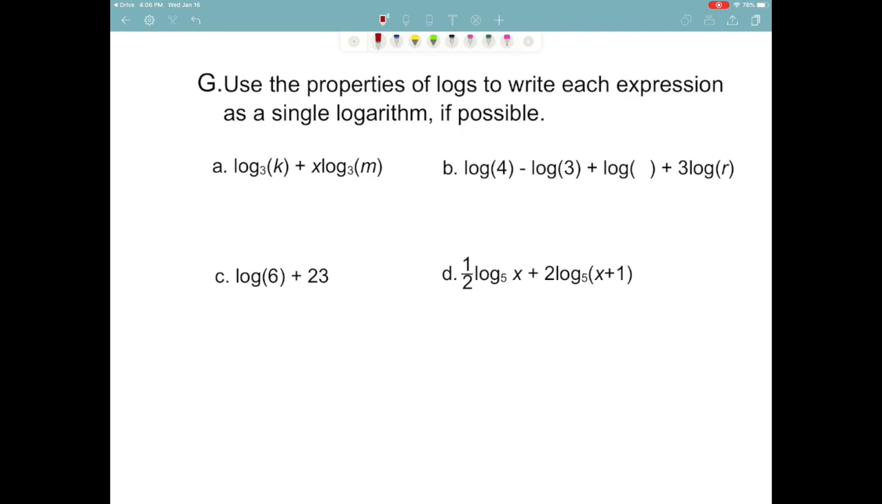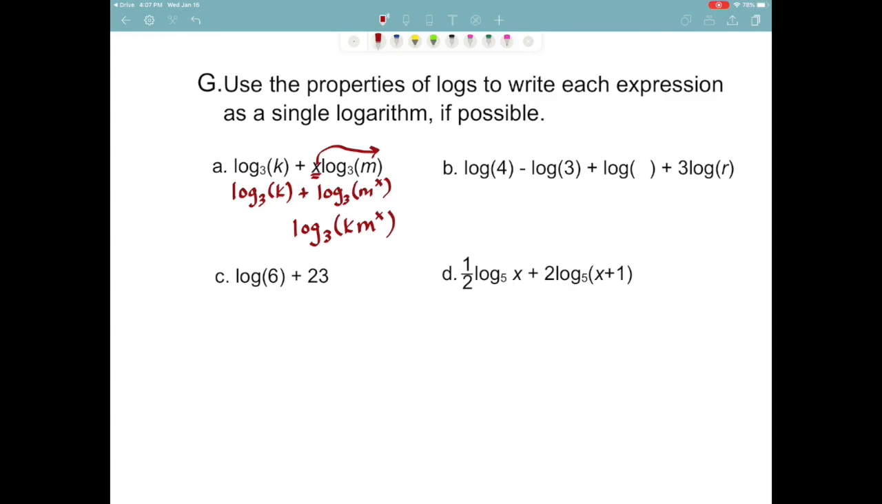Letter A, I've got log base 3 of k plus x times log base 3 of m. We'll leave our first expression alone for a moment, and let's just get rid of that x that's in front. We'll move that back up as the power, so we have log base 3 of m to the power of x. And since we're adding those, we're going to multiply their values together, so log base 3 of k times m to the power of x.